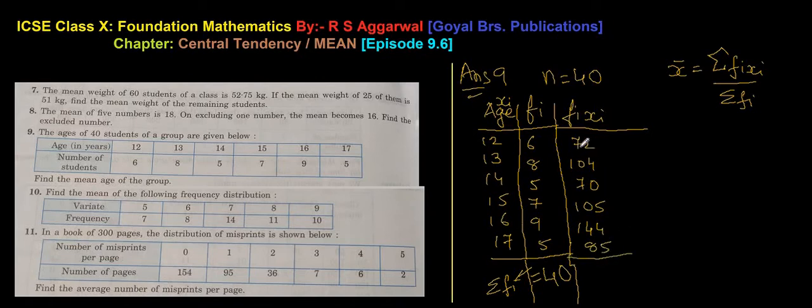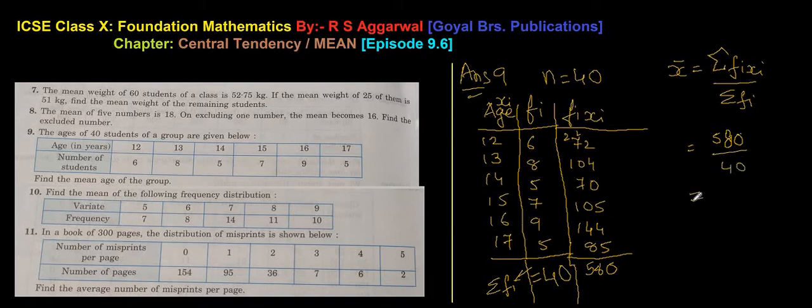Now add all of this. 2 plus 4, 6. 6 plus 4, 10. 10 plus 10, 20. 0, 2 carry. 9, 9 plus 7, 16. 16 plus 4, 20. 20 and 8, 28. 2 carry. So 2, 3, 4, 5. So it is 580. Now just simply replace the values in the formula and you find out.